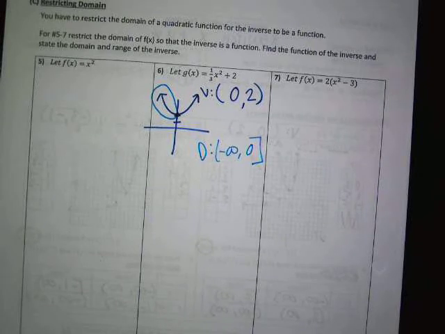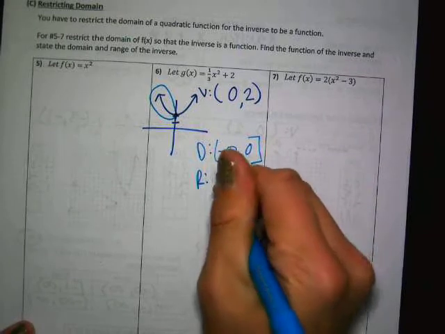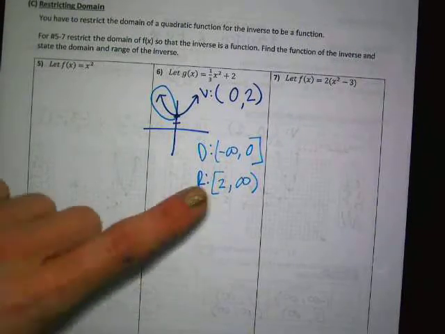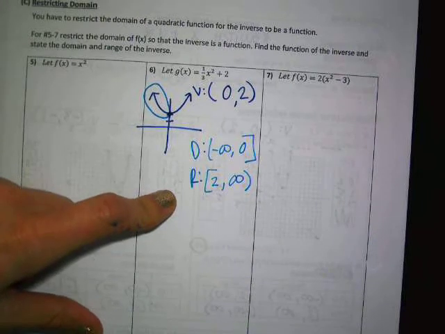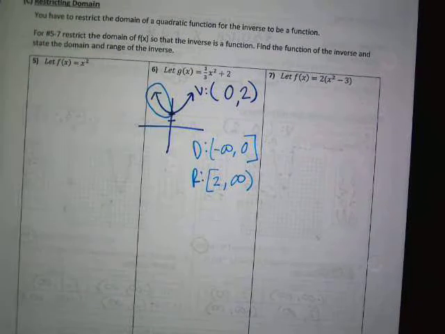What is the range going to be? 2 to infinity. Does the range change? No. So the range is not going to change. You're still going from 2 to infinity in the original and in the positive and the negative side. So range isn't going to change. It's the domain that's going to change and have a restriction.